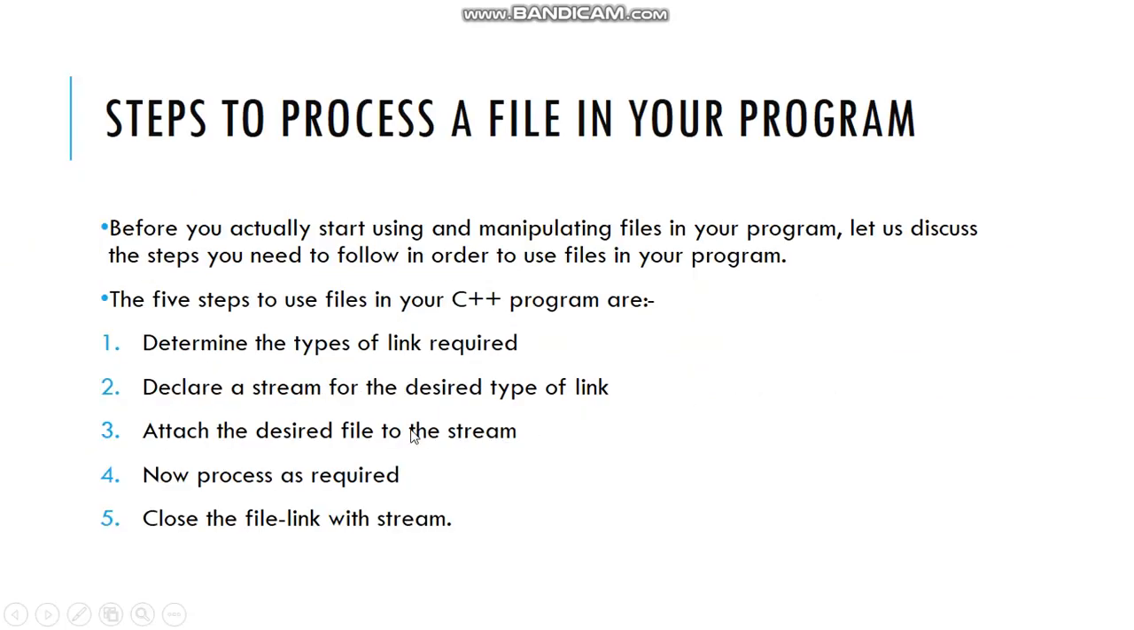Now the third step is attach the desired file to the stream. After declaring streams, the next step is to link the file with the desired streams. This is done by opening the desired file, and as you have learnt in the previous section, a file can be opened in two manners. The first one is using a constructor and the second is using the open function.